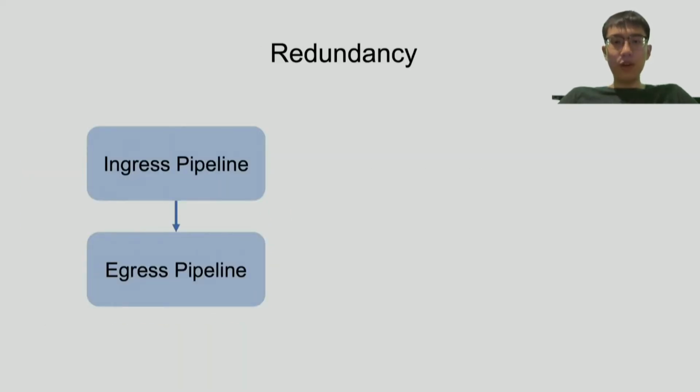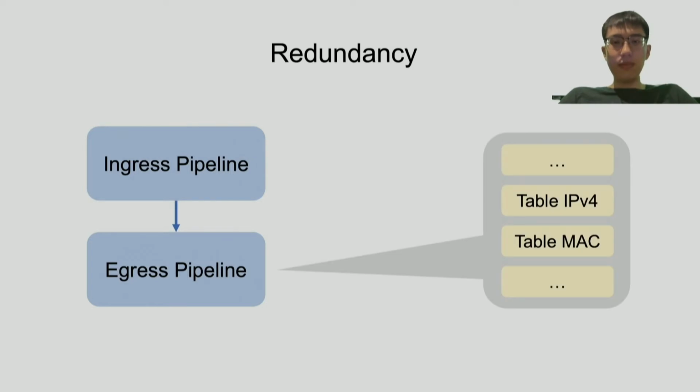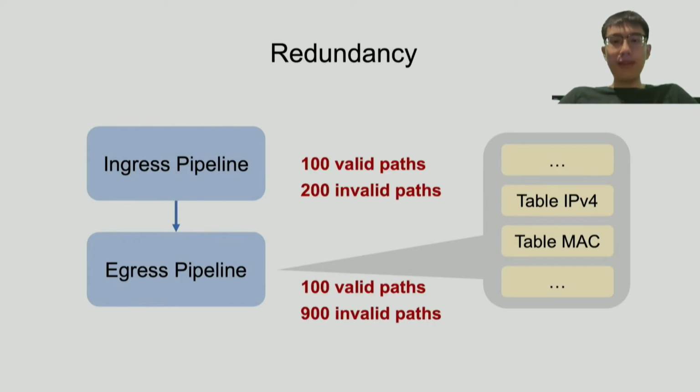Programmable data plane follows a pipeline layout. The example program has an ingress pipeline and an egress pipeline. Each pipeline has a lot of tables. We know that not all compositions of table rules are valid. So there are both valid paths and invalid paths in each pipeline.